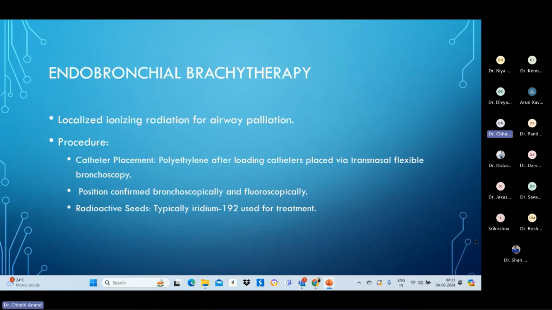Endobronchial brachytherapy. Localizing ionizing radiation for airway palliation. Procedure is catheter placement. This is a polyethylene afterloading catheter placed via transnasal flexible bronchoscopy. Position is confirmed bronchoscopically and fluoroscopically both. Radioactive seeds, typically iridium 192, are used for treatment.